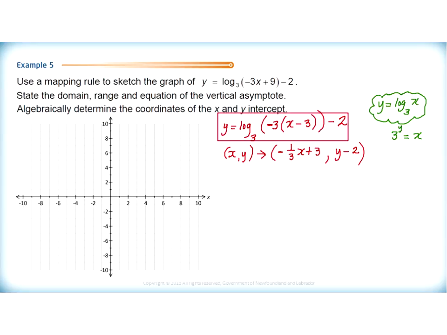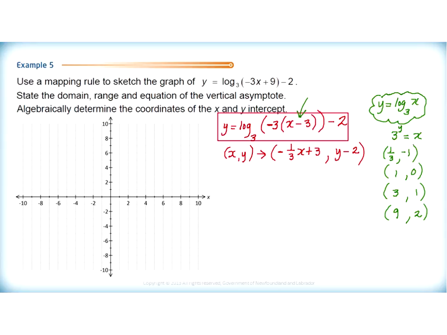So when y is negative 1, we have the coordinates 1/3, negative 1. We also have the point when y is 0, x will equal 1. When y is 1, x will equal 3. When y is 2, x will equal 9. So we can plug these points into the mapping rule to get the equation of our new graph.